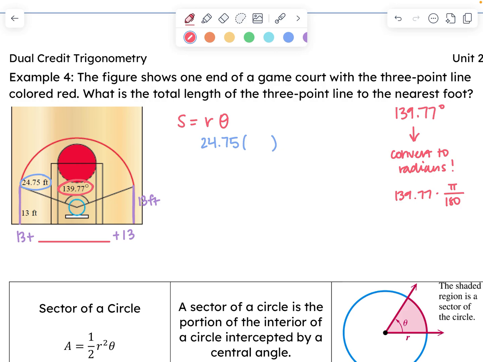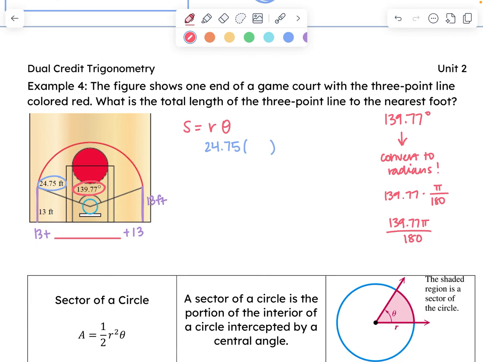Okay, that would give me 139.77 pi over 180. And since we're going to have to plug that all into our calculator because it wants us to round to the nearest foot, I can just leave that fraction like that. I know we don't really want decimals in our fractions, but if it's going to go into the calculator anyways, it doesn't really matter a whole lot here. So I'm going to plug that in, move my parentheses over so I've got a little more room. So 139.77 pi over 180. And this is what I can plug into my calculator right here.